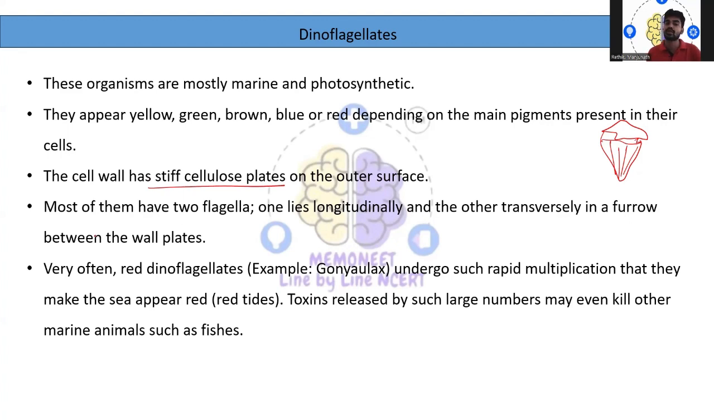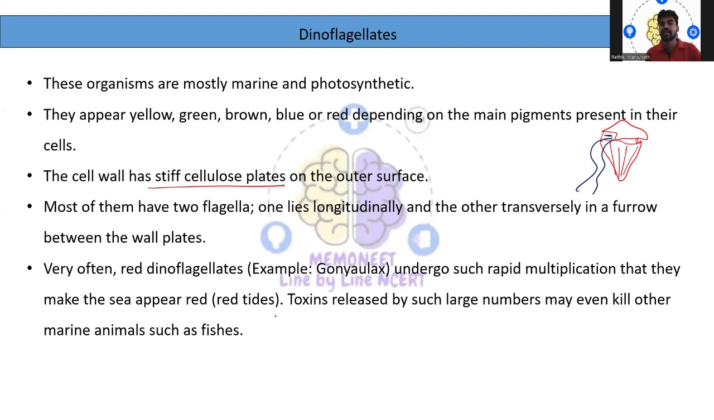Most of them have two flagella. How many flagella will it have? Most of them will have two flagella like this. One lies longitudinally and the other transversely, in the furrow between the wall plates.